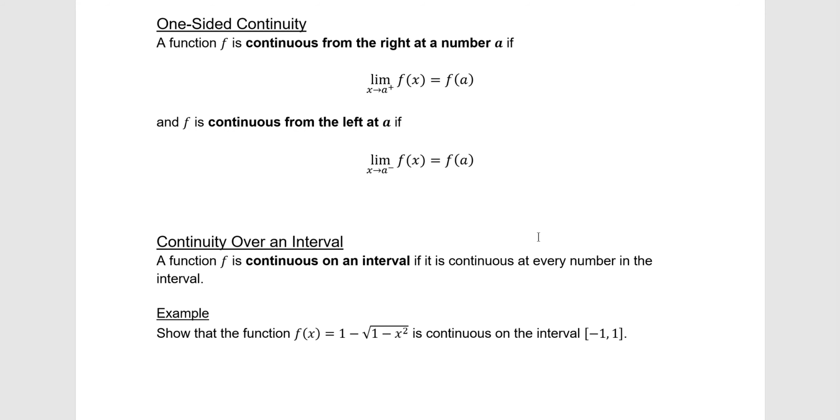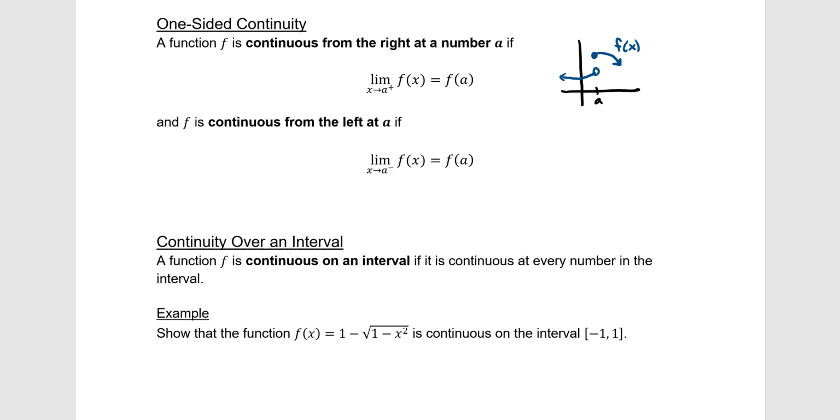Okay, now on to one-sided continuity. So we say that a function is continuous from the right at a number a if the limit as x approaches a from the right of f of x equals f of a. So let's see a graph for an example of this. So let's say we have that piecewise looking function right here, and this is a. Then we can see that f of a is up here at that filled in circle, and the limit as x approaches a from the right is also going to be that same exact value. So this function would be continuous from the right.